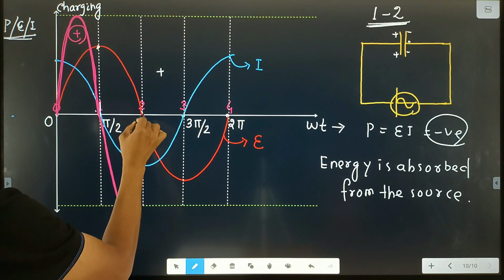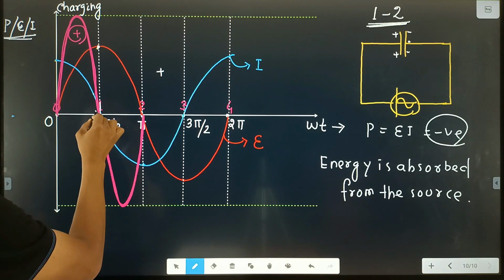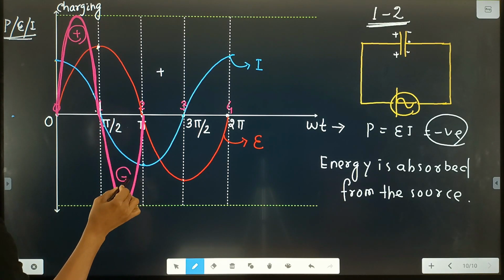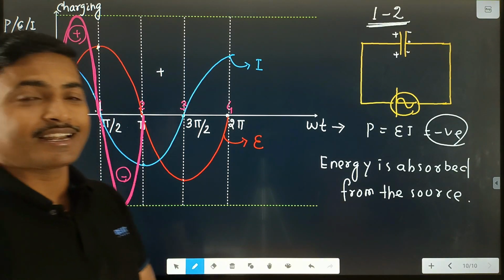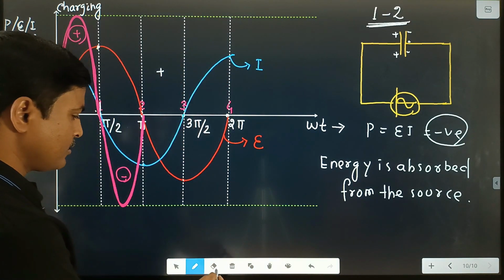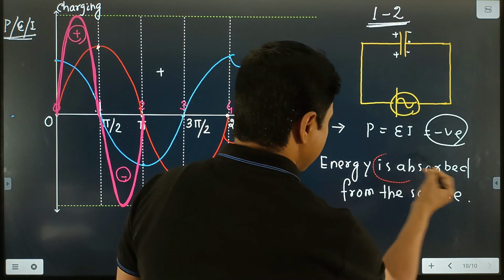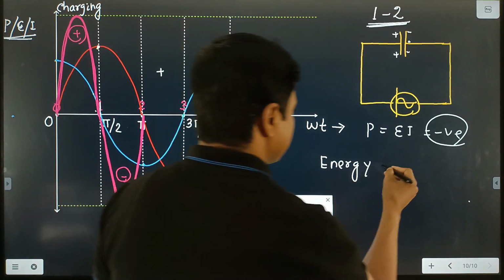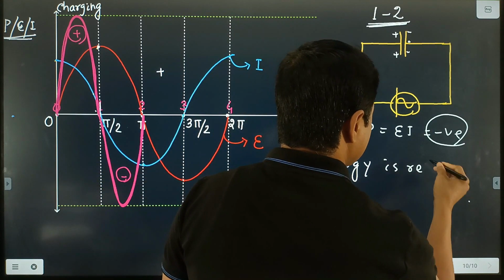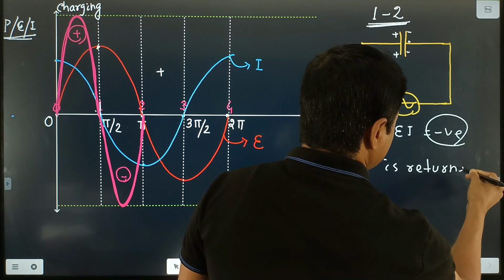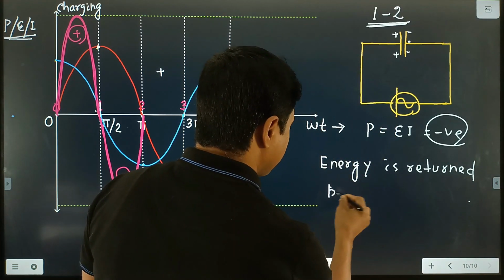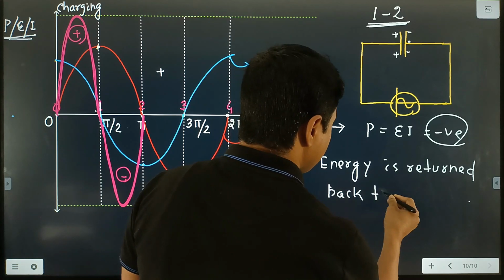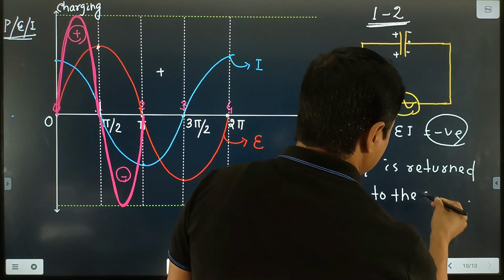Between point 1 and 2, this is the graph of power. Power is on the negative side. If power is negative, then we write that the energy is returned back to the source.